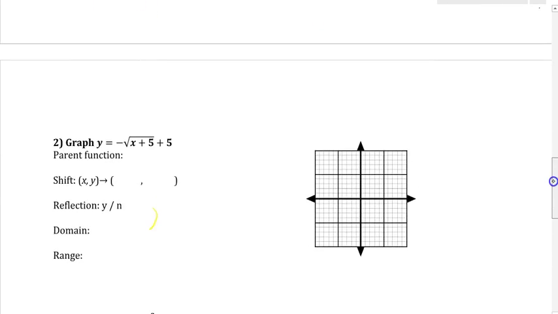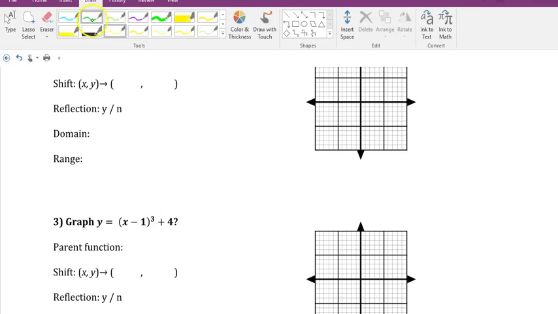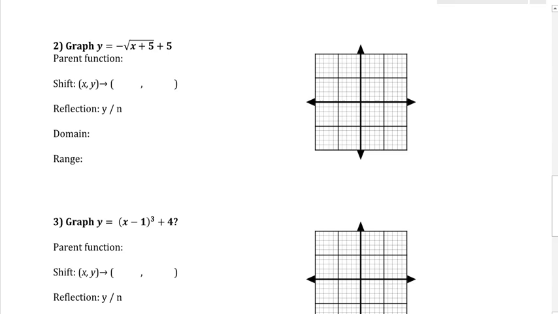Let's look at the next one. So we have the negative square root of x plus 5, and so we are looking at the same parent function, y equals the square root of x. We are shifting those x points the opposite of what we see inside, minus 5, and the same as what we see outside. The y is going up plus 5. This negative is telling us that yes, we're going to reflect it over the x-axis.